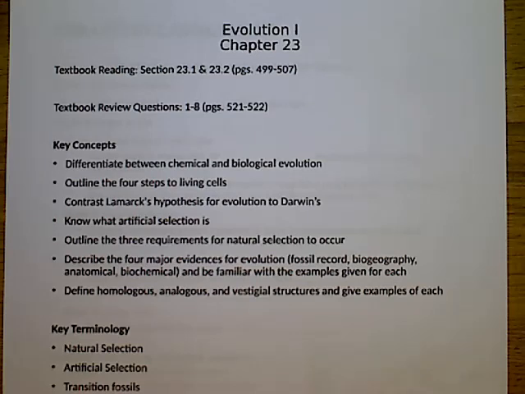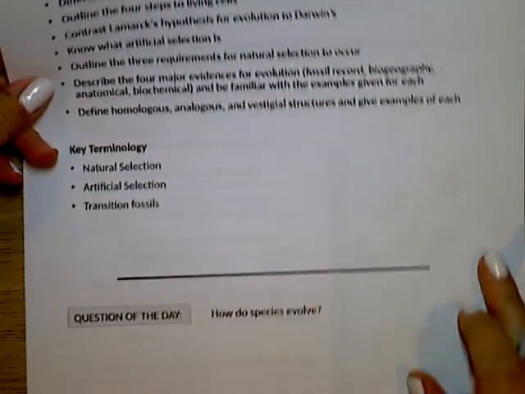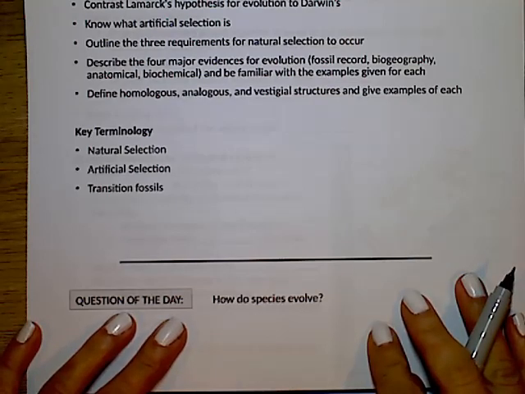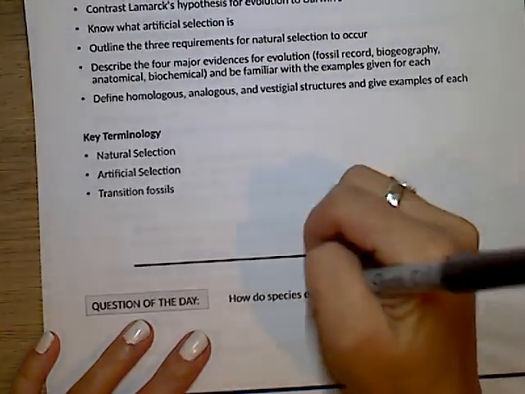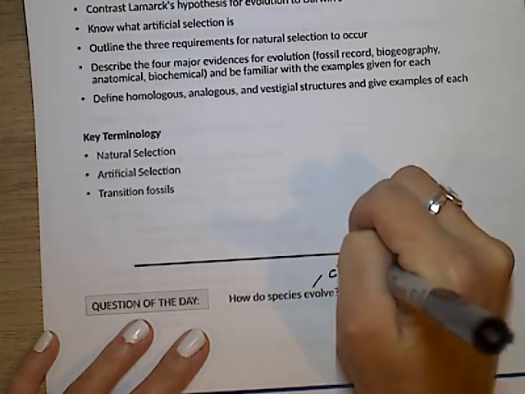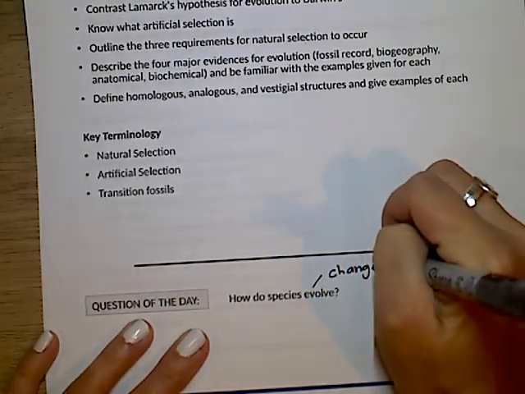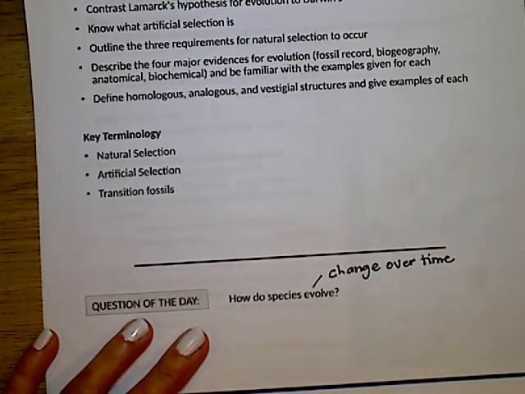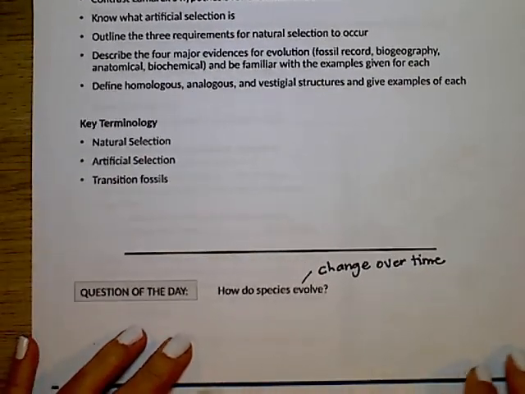Everyone. Today we are doing part one of evolution, and we'll skip down to our question of the day: how do species evolve? I always start off my lessons on evolution with just the definition of evolving, and that is simply change over time. So, how do species change over time is kind of what we're looking at today.